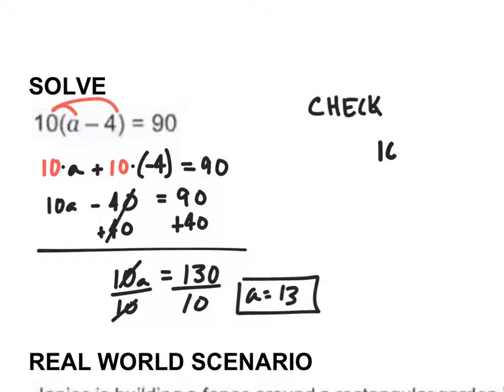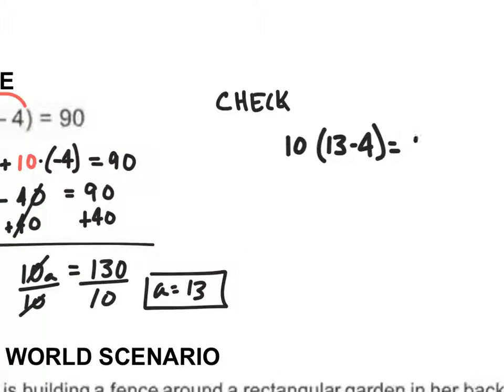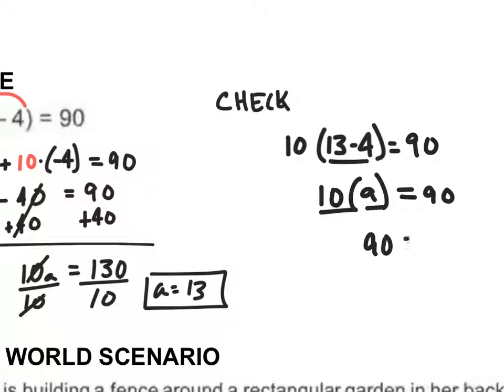So what I'm going to do is 10 times 13 minus 4. Does that give me 90? If I do what's inside the parentheses first, 13 minus 4 is 9. So 10 times 9. Does that give me 90? And that's true. 10 times 9 is 90. 90 equals 90. That's a true statement. So therefore, that is my answer.